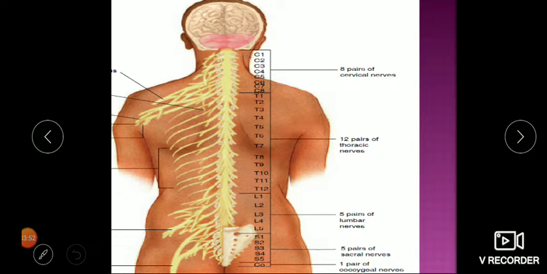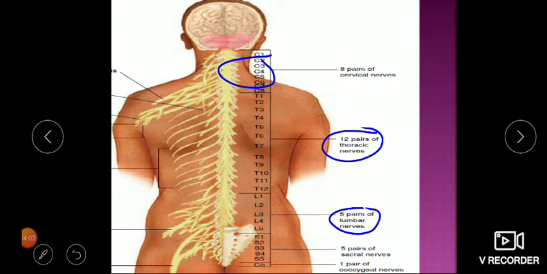Now ultimately all will be ending on these four important segments of spinal cord: cervical, thoracic, lumbar, sacral. So like this 31 segments are there. So all the descending tracts which start, they are ending there and they are giving branches here like this. So they are controlling all the motor neurons which are in the spinal cord.